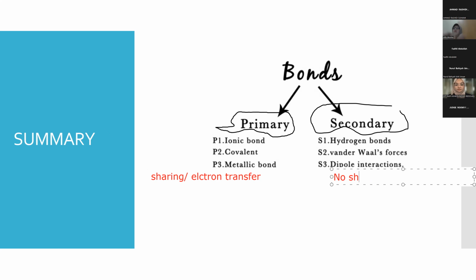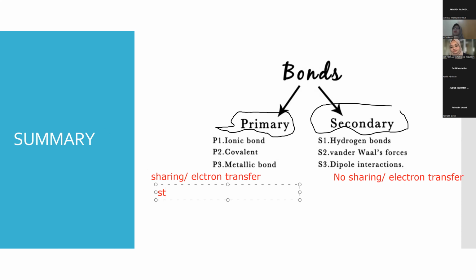Okay, and the number 2? The number 2 would be the strong force of attraction for primary bonding. Okay, strong interaction. And how about the secondary? We have weak force interaction. Weak interaction.